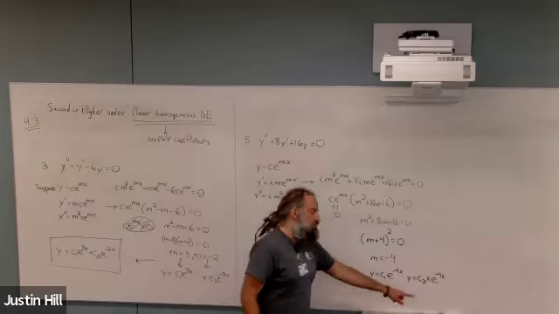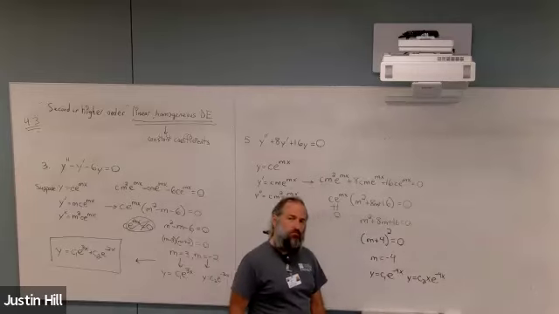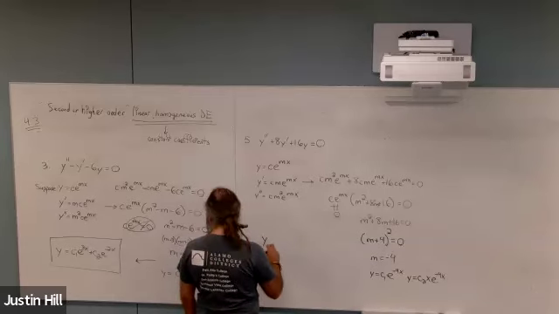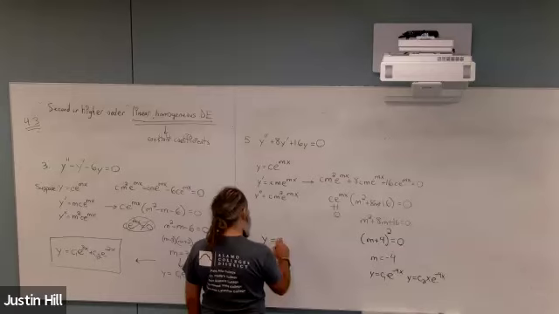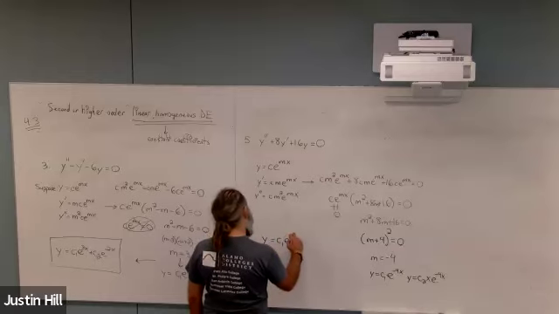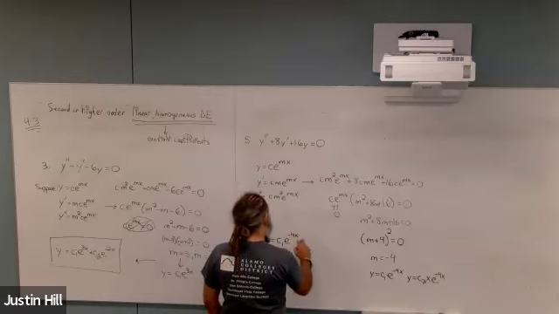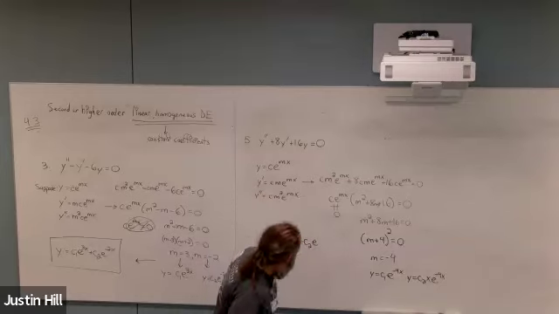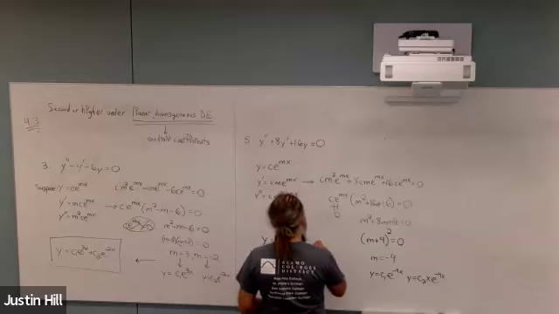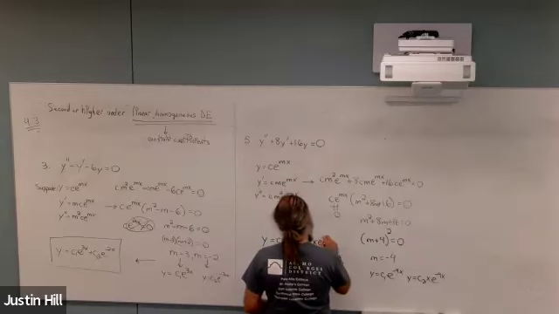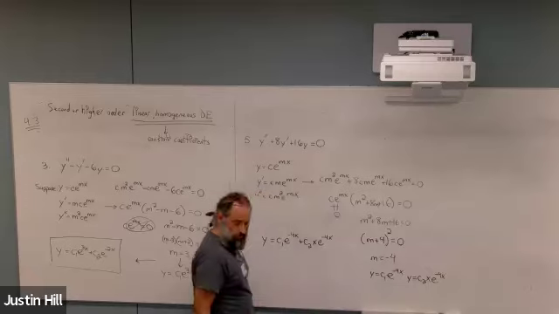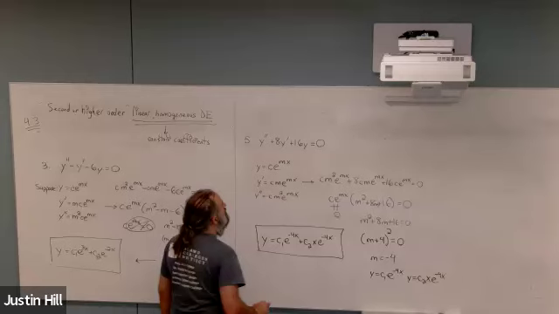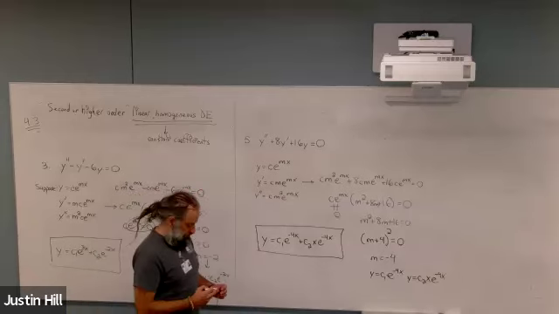If these are two possible solutions, how would I write the general solution? Just stick them together with a plus sign. My general solution then is C1 e to the negative 4x plus C2 e to the x. That would be the general solution to the differential equation.